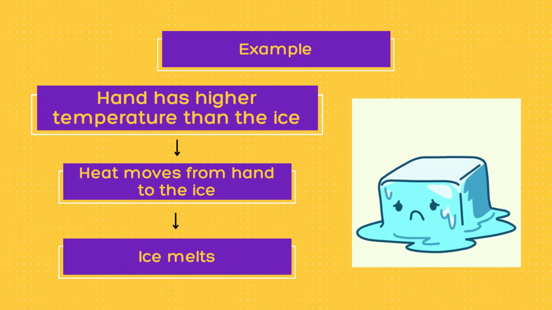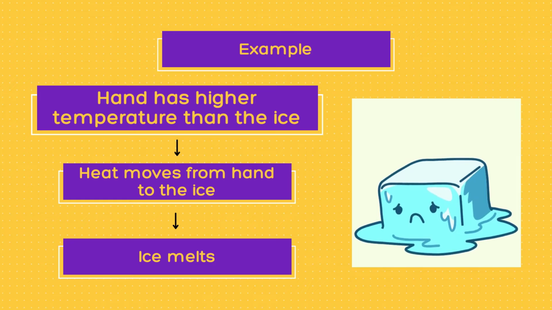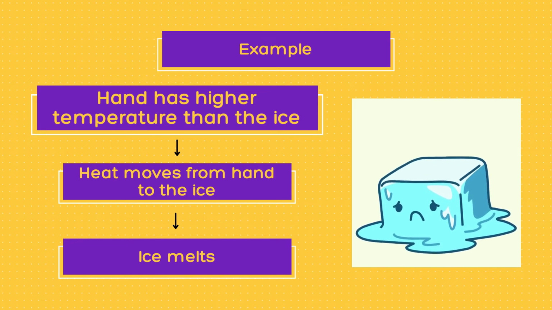So let's take an example. Let's say you have an ice, and you take the ice and you hold it, you press it, right? What happened to the ice? The ice will melt. You wonder why the ice melts. The reason is because your hand has a higher temperature than the ice. As we know, heat is just the transfer of energy from high temperature object to low temperature object. So the heat from your hand will move to the ice, causing the ice to melt.